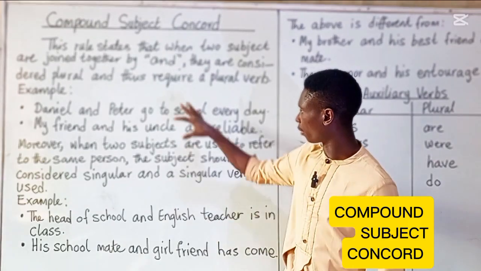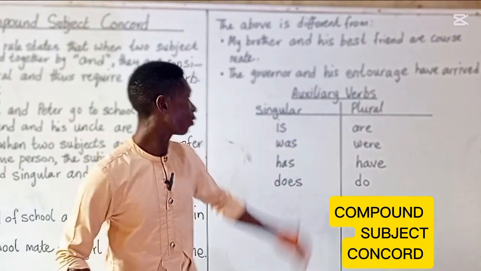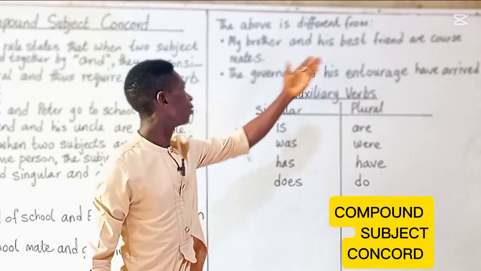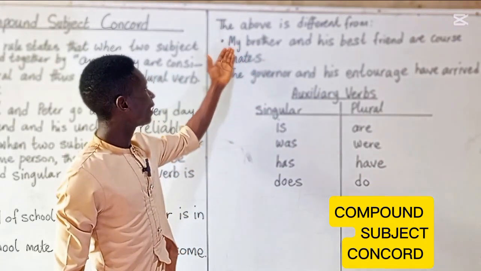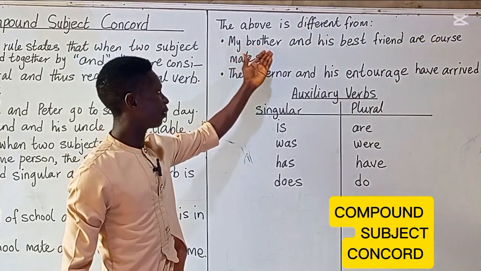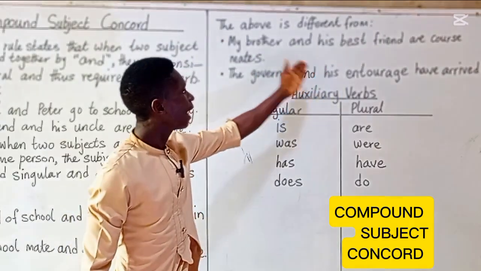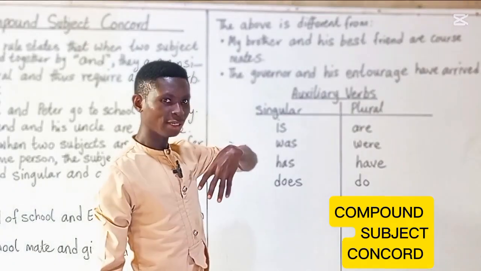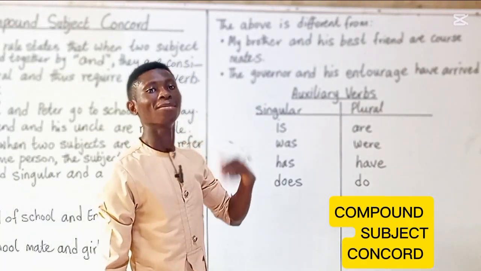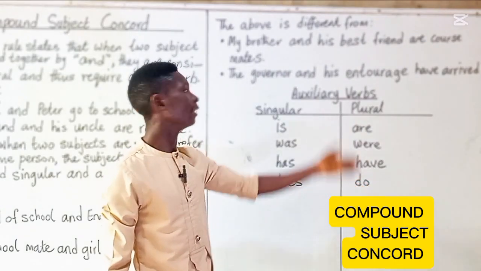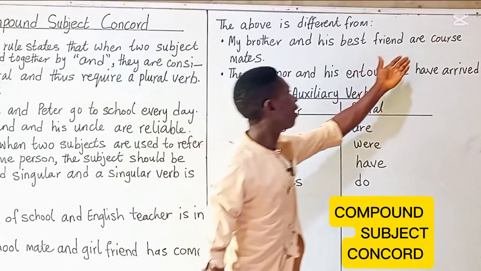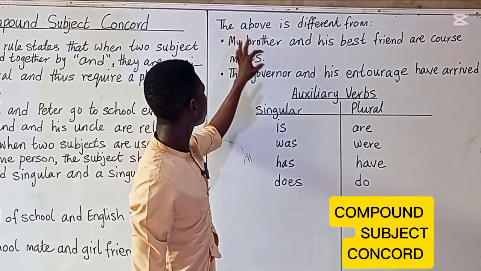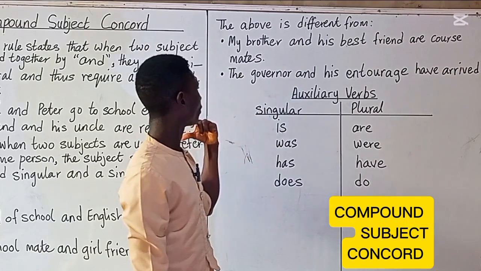Now let's compare this, and what we have here. My brother and his best friend are classmates. In this case, the subject of the sentence is my brother and his best friend. And this one is considered plural because my brother is a different person from his best friend. Hence, it is plural. That's why we use are as the verb, classmates. So, note the difference between this one and the previous one.